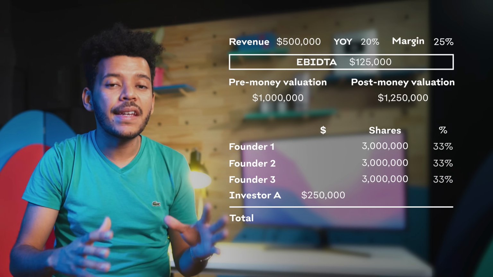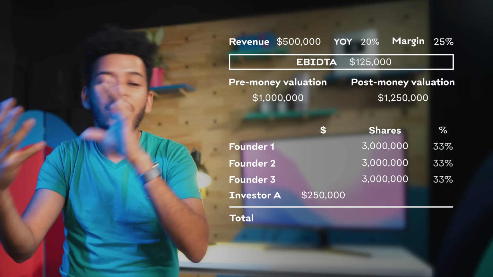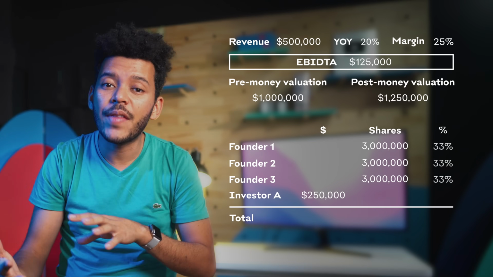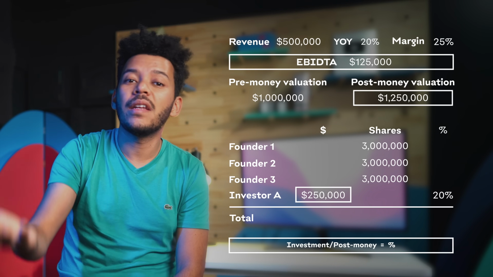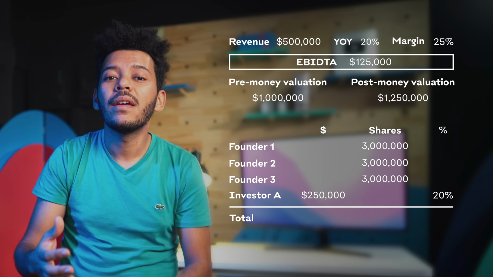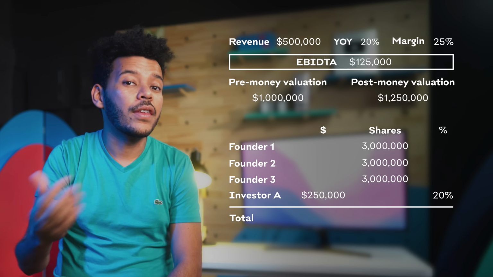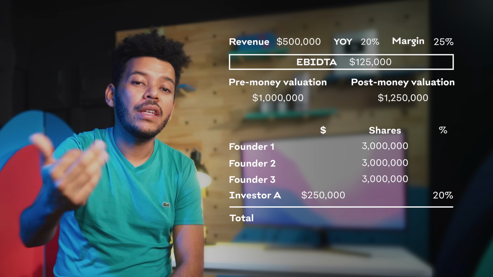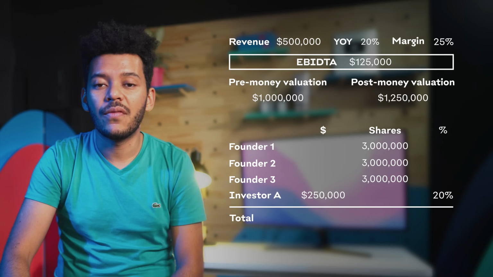Now, considering that scenario, since the investor provided $250,000 of the $1.25 million that the company is worth now, their corresponding share is 20%. That's the investment divided by the post-money valuation, not the pre-money valuation. So once again, where does the 20% come from? The founders won't be selling their shares. On the contrary, the company will be issuing new shares. So in this scenario, the company will need to issue new stock for the investor.